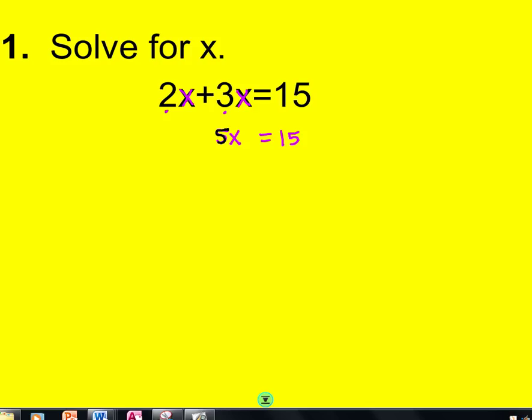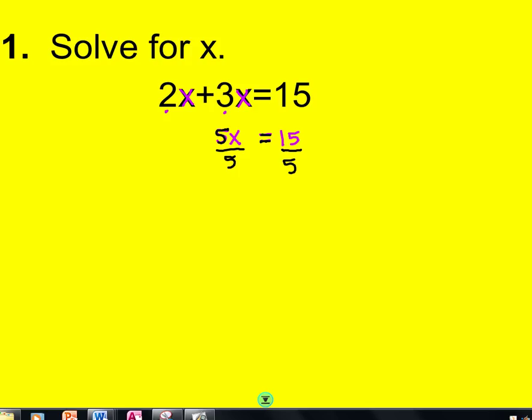So to undo multiplication, I have to use division. So I'm going to divide both sides of my equation. You'll notice that I have divided, my equal sign is right here. I divided by 5 on the left side of my equal sign, and I also divided on the right side of my equal sign. In order to maintain equality, you have to use the same operation and the same numbers on both the left and the right hand side of the equal sign.